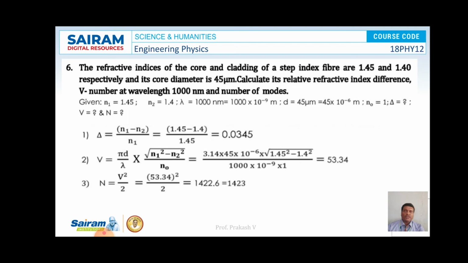So on simplification, the value of V is equal to 53.34 and the value of N is V square by 2. So substitute the value of V here. So we get the value of N is equal to 1423. So this is the solution for this problem.